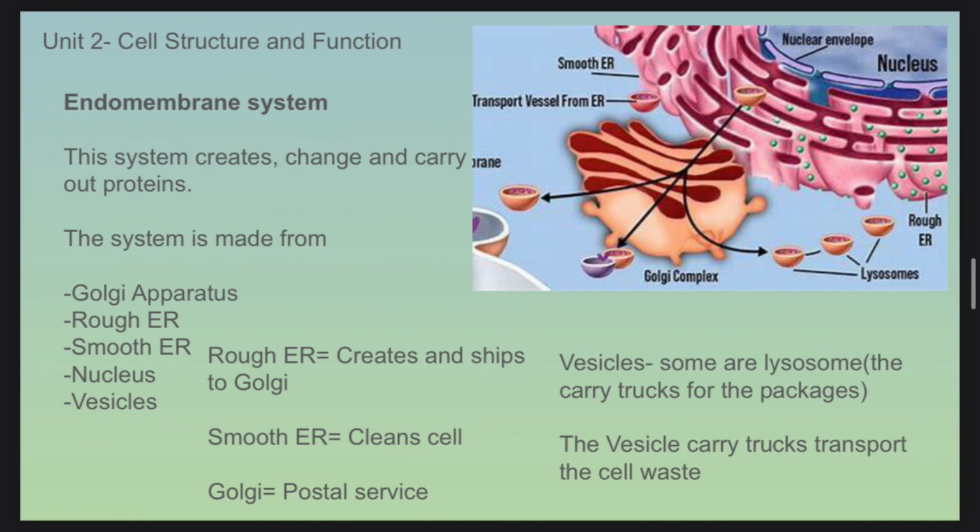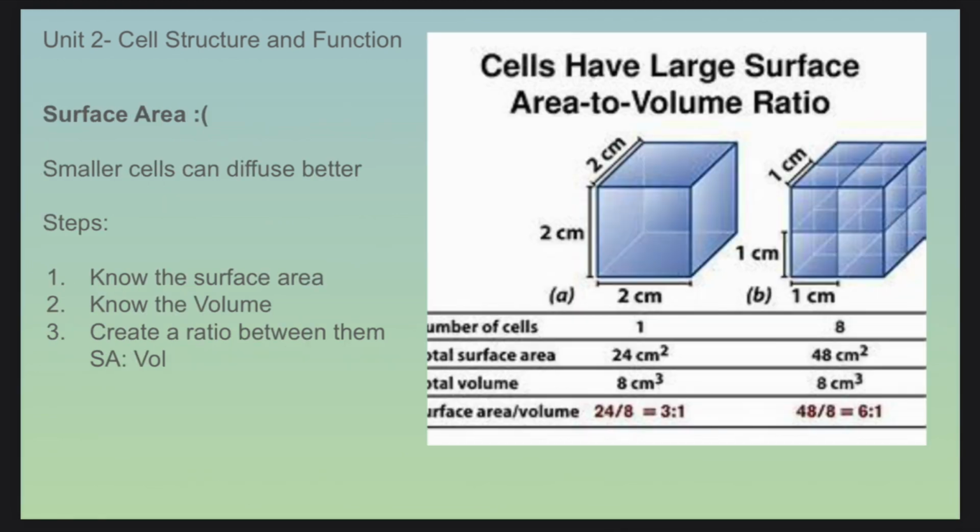The Golgi is basically like the postal service. It transports out the proteins. The vesicles are basically lysosomes. They're like the carry trucks for those packages that the Golgi sent. And the vesicle carry trucks transport the cell waste out of the cell.